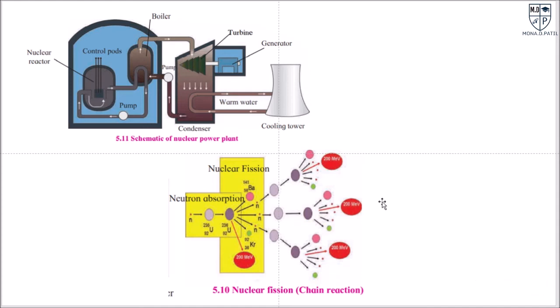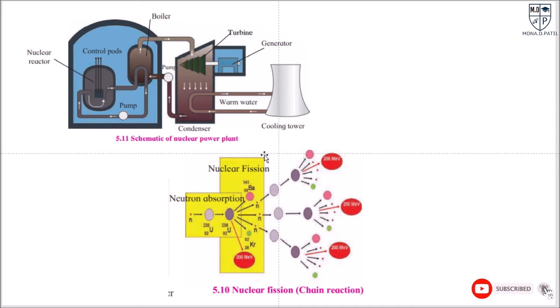The neutrons released in this reaction release more energy through fission of more uranium nuclei. This process of fission of uranium 235 atoms continues and is called the chain reaction. In a nuclear power plant, a controlled chain reaction results in a release of thermal energy, which is used for electrical energy generation. So this is the schematic of a nuclear power plant.